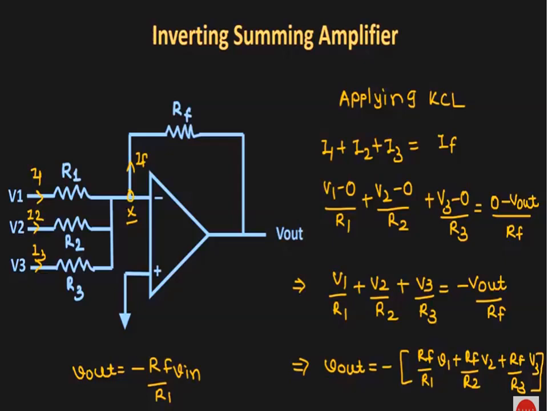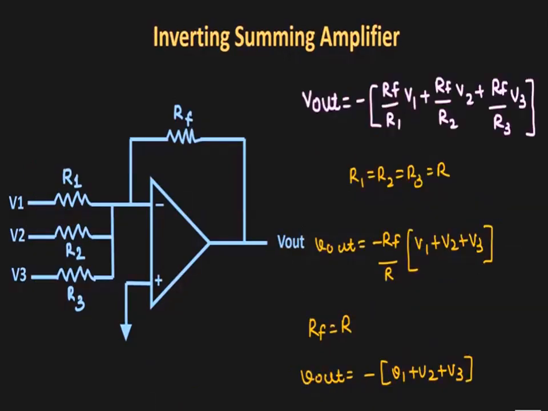So the above equation I can rewrite like this: V1 by R1 plus V2 by R2 plus V3 by R3 is equal to minus Vout by RF. Finally I can write Vout equal to minus of RF by R1 V1 plus RF by R2 V2 plus RF by R3 V3. When I consider V1, V2 and V3 all equal, I can again rewrite this as the inverting op-amp equation, that is Vout is equal to minus R by R1 Vn.